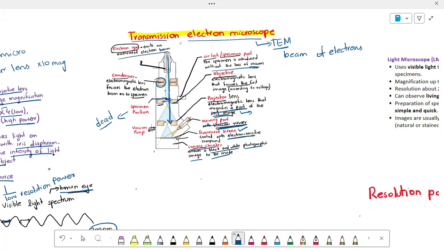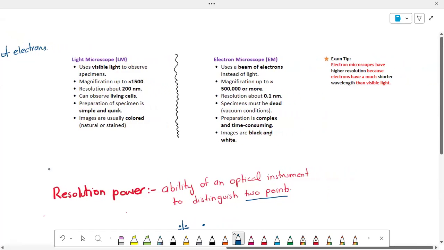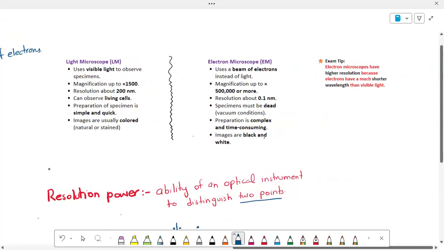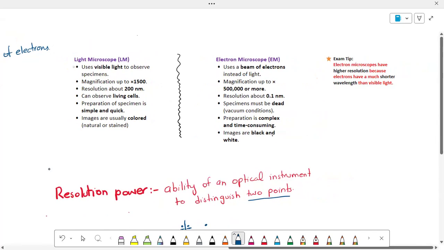So now let's quickly move towards the differences between both. I'm going to summarize the key differences. The first one is that light microscope uses visible light. As I already told you, the human eye only detects visible light. So light microscope uses visible light to observe the specimen, while in electron microscope we use a beam of electrons.